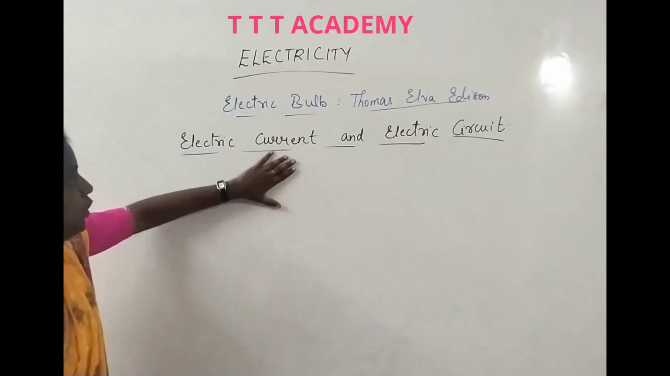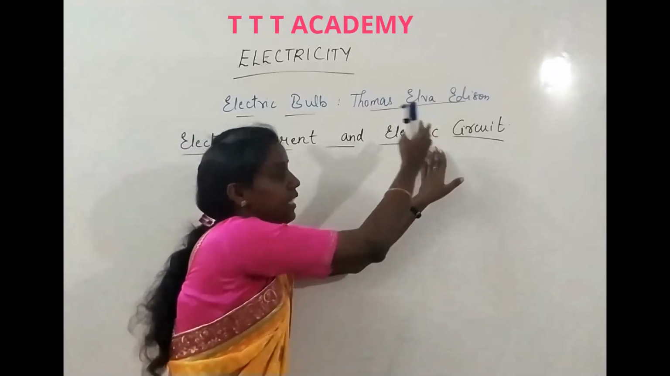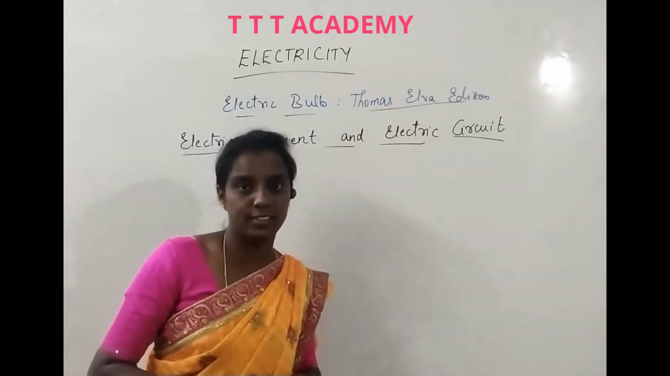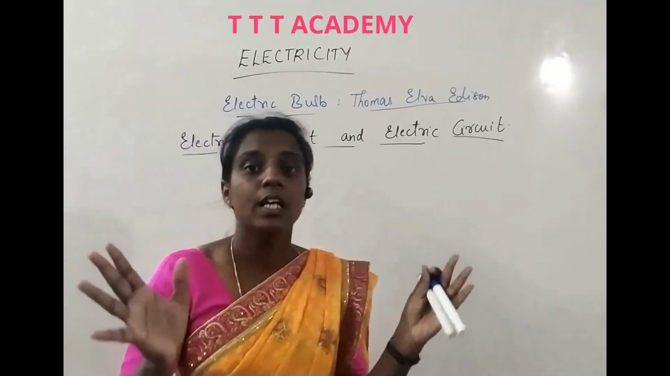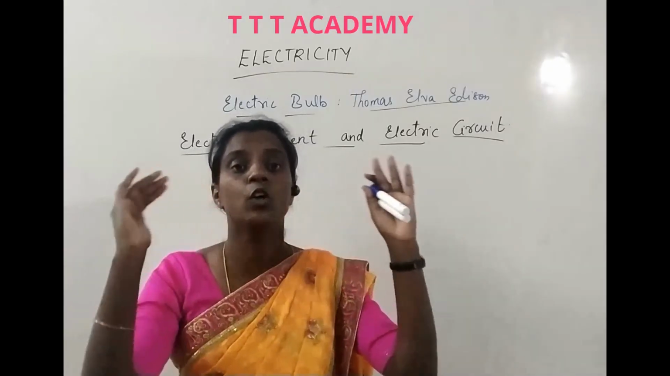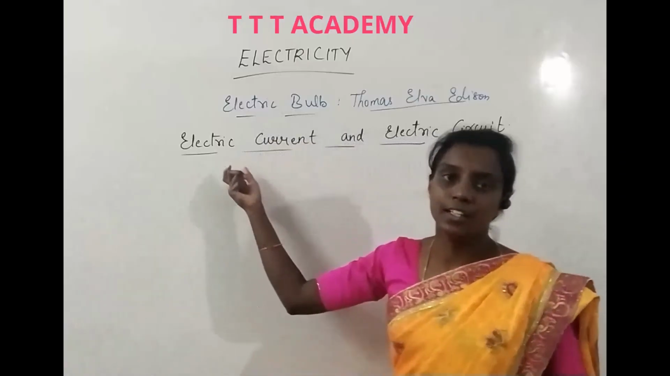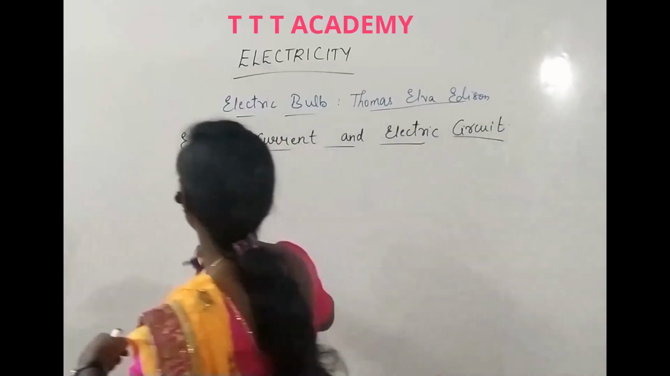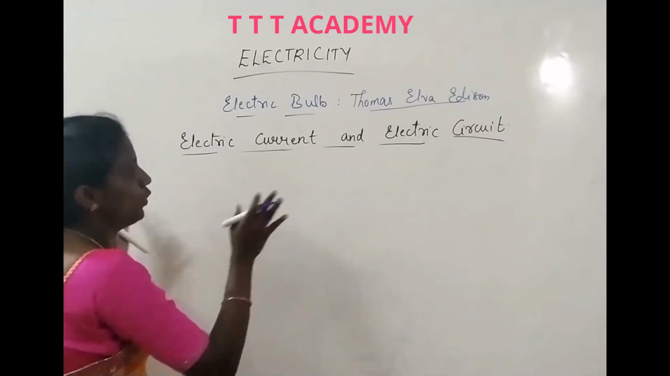Okay. We understood about electric current. Now we will understand the concept of electric circuit. So what is a circuit? It is a connection and a closed path where there is flow of this electric current. So where is this electric current flowing? It is going to flow in a circuit.